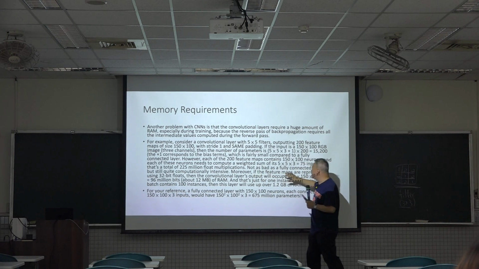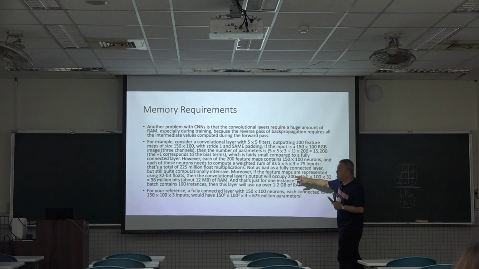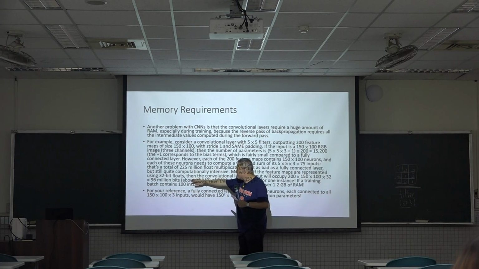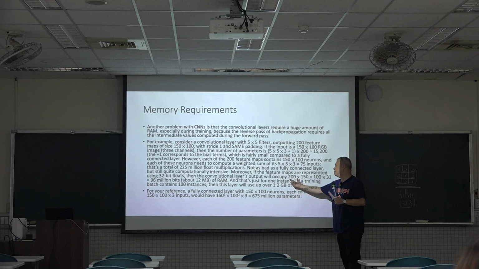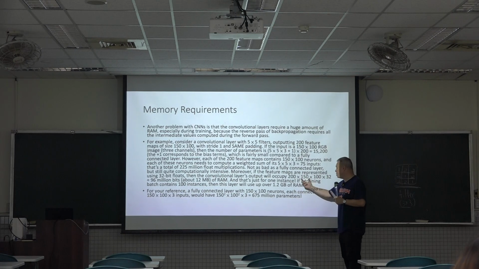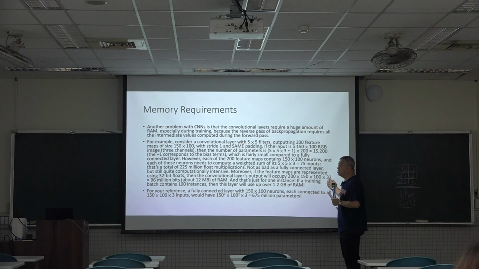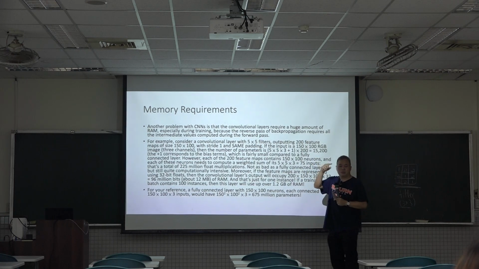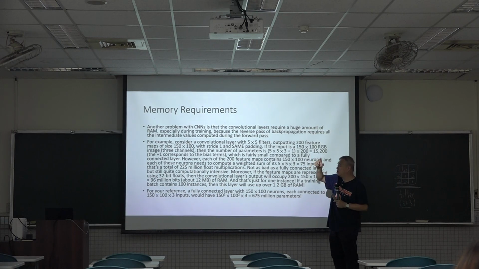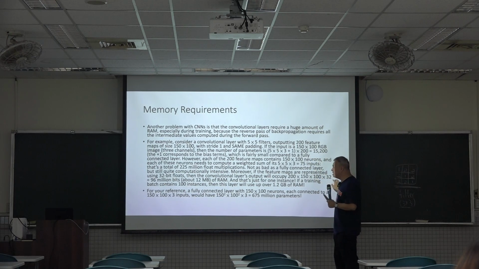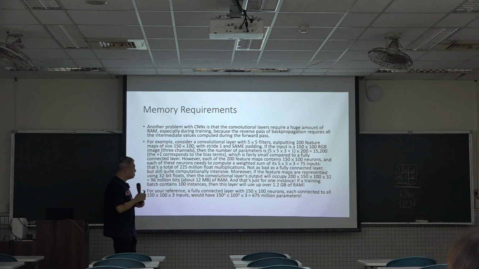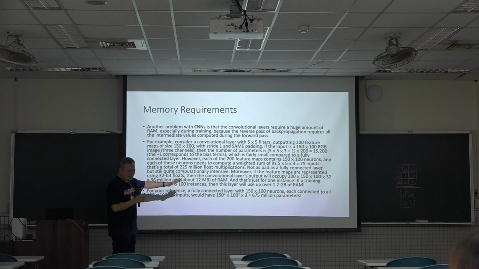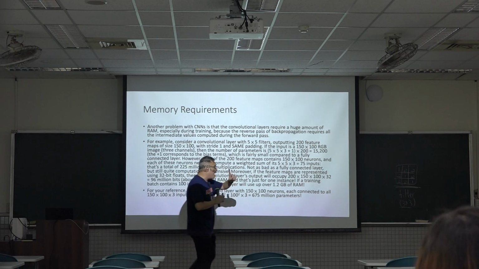Moreover, if the feature maps are represented using 32-bit floats, then the convolutional layer output will occupy 200, which is the number of feature maps, by 150 by 100, the size of each feature map, by 32, the number of bits required for each pixel. So it's going to be 96 million bits, about 12 megabytes of RAM. That's still not too bad, but it's just for one instance.